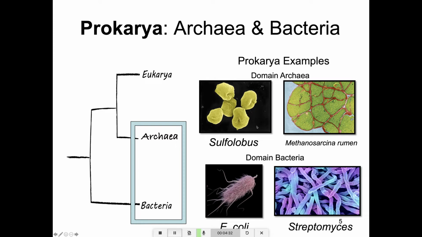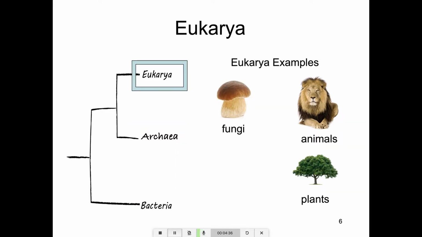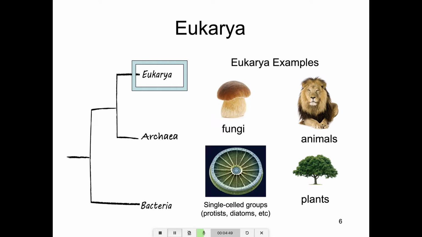So that's what you should have in your mind's eye when you think of Archaea and Bacteria, as opposed to the eukaryotes, which are typically what we think of as large multicellular organisms. So things like fungi, things like animals, things like plants. These are all examples of eukaryotes. But it's important to also note that eukaryotes also have some single-celled groups. So things like protists and diatoms that are microscopic single-celled organisms that are still considered to be eukaryotes.